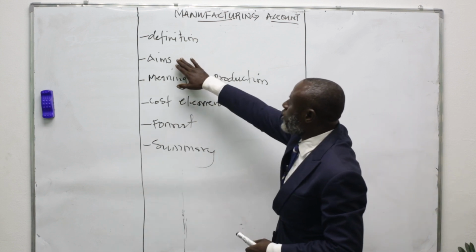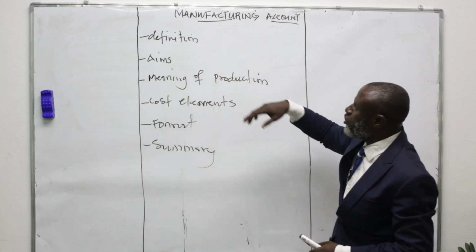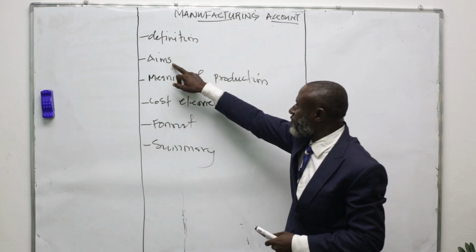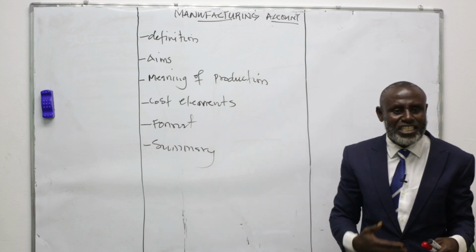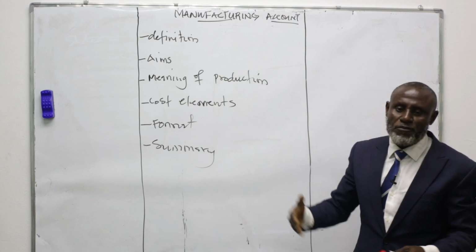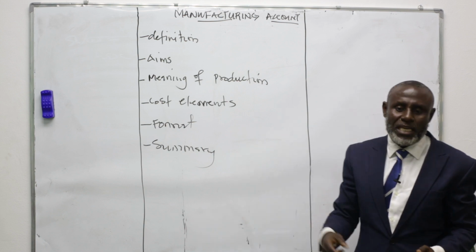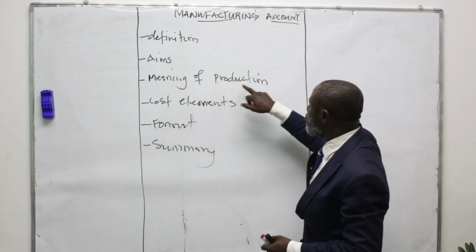So there are two major things you need to figure out in course of preparing the manufacturing account, which of course I have said is to determine the cost of production and possible manufacturing gross profit on production, which is emanating from the fact that goods from the factory will be transferred to the marketing department on a market value. So we will talk about the meaning of production.